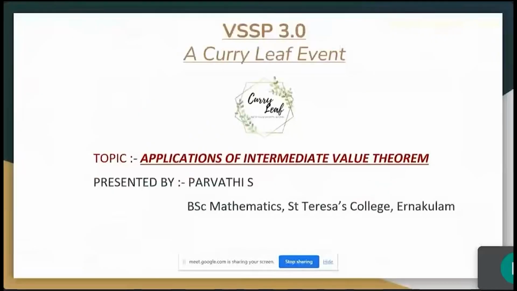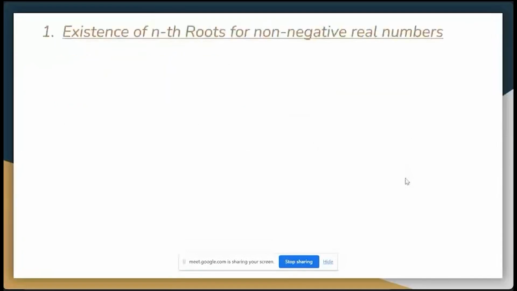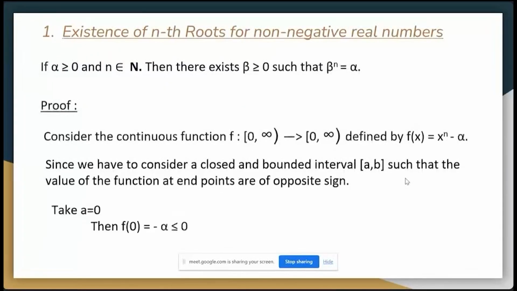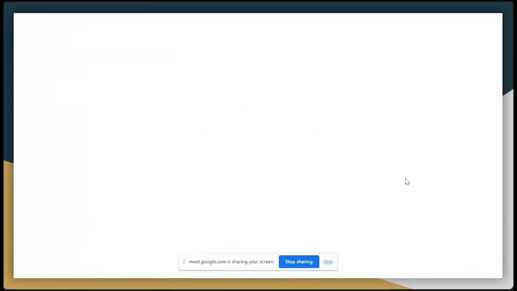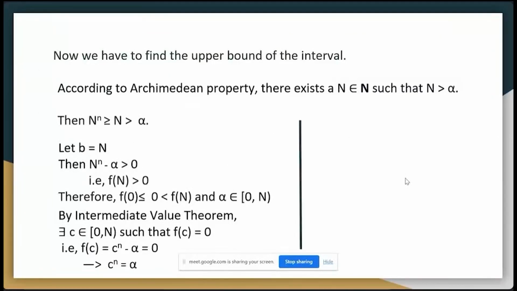Can you go to your first application? First application. Yeah. Next page. So, how did you conclude that f of 0 is less than or equal to 0?